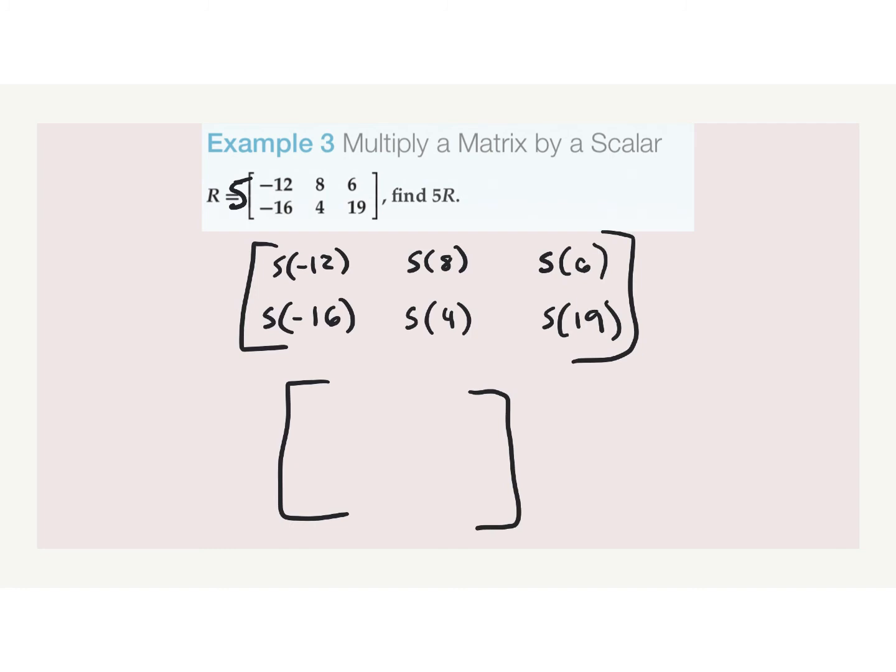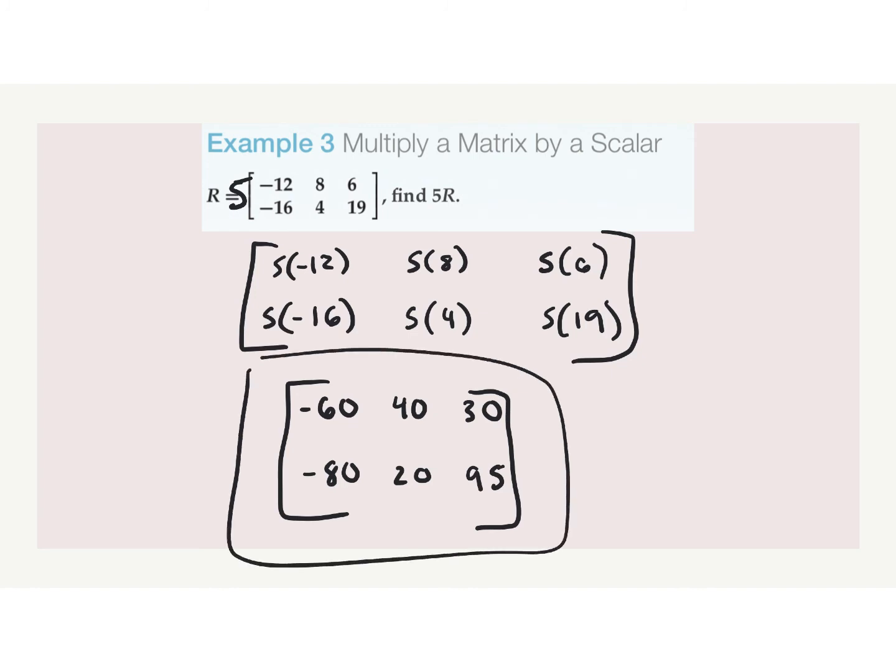So 5 times negative 12 is negative 60. 5 times 8 is 40. 5 times 6 is 30. 5 times negative 16 is negative 80. 5 times 4 is 20. And 5 times 19 is 95. So this would be our answer. So when you're multiplying, just multiply that number outside to every single thing inside your box.